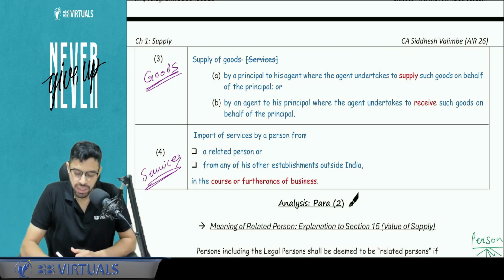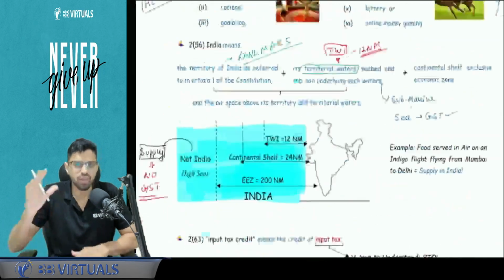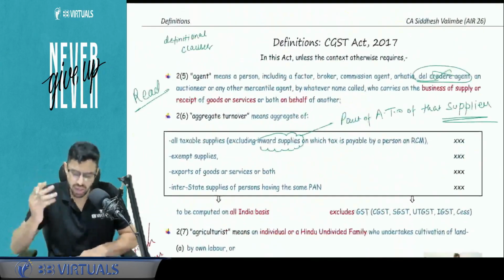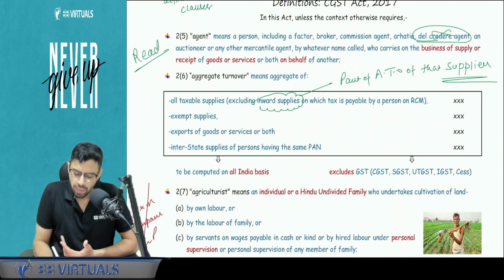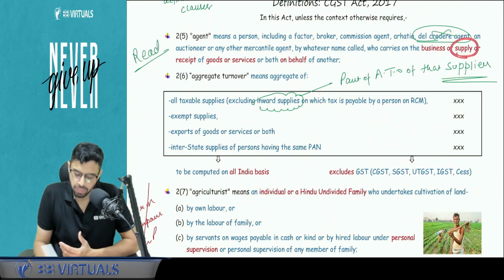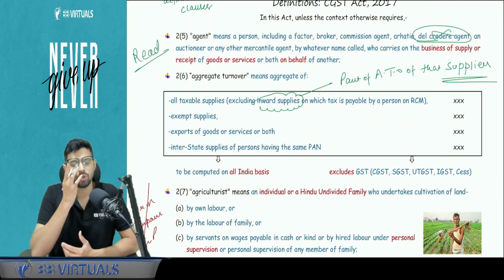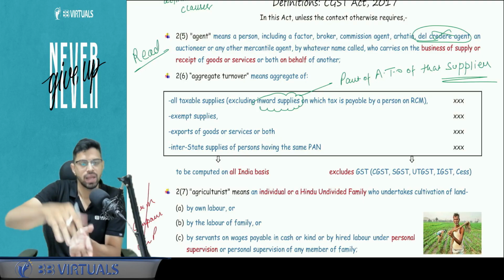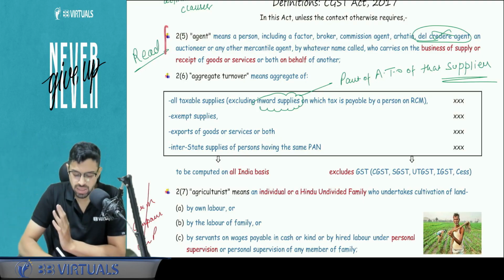And what do you mean by agent? Agent means basically all forms of agent: distributor, concessionaire, arhatiya, that is a Hindi word used, mercantile agent, factor, broker, commission agent, whether he is doing the business of supply or receipt of goods or services on behalf of another. So he is doing on behalf of another, either supply or receipt. This is just a general definition that you need to read.